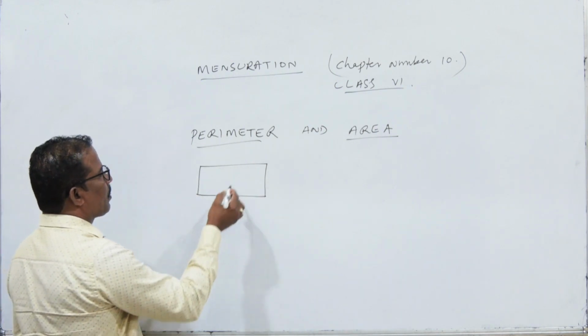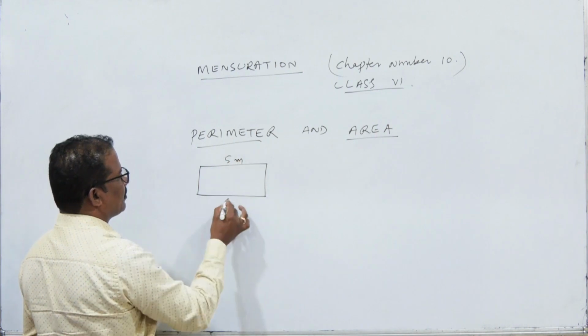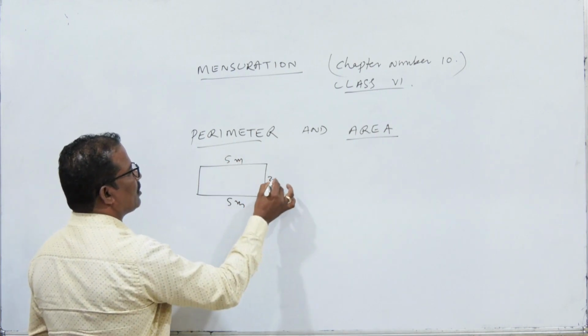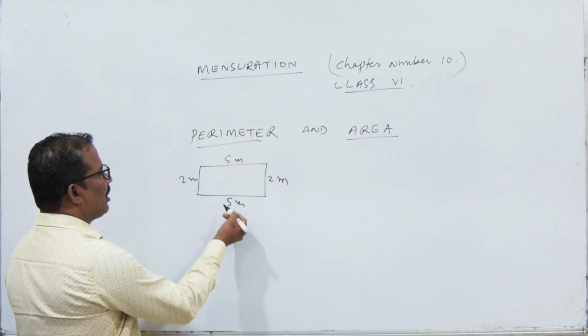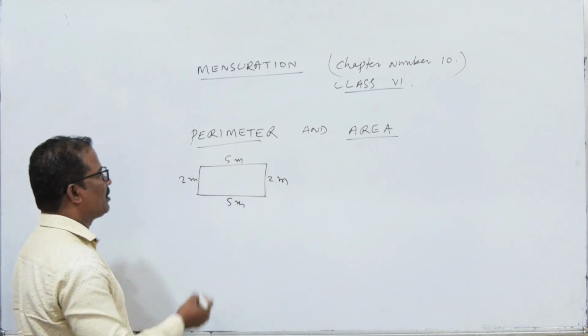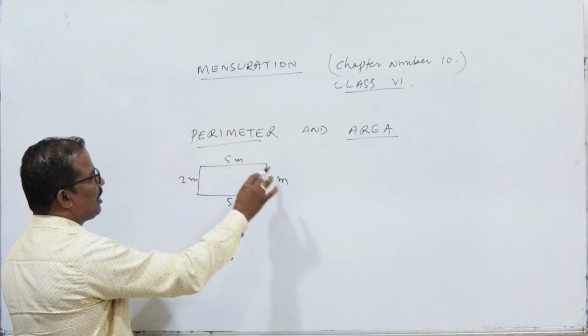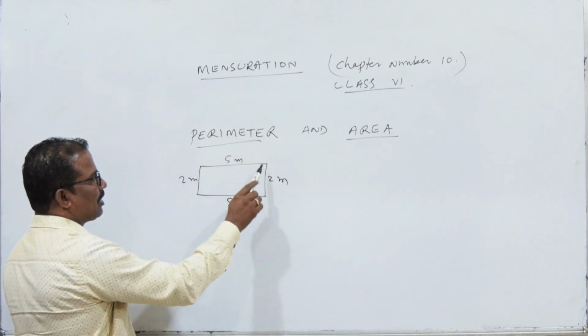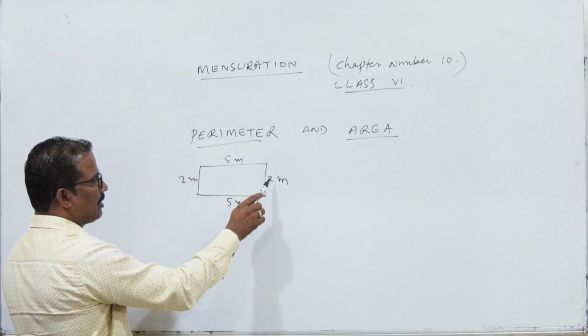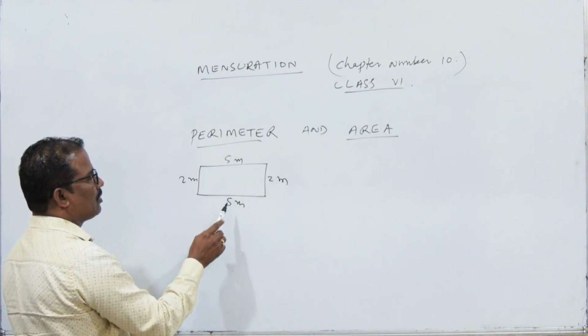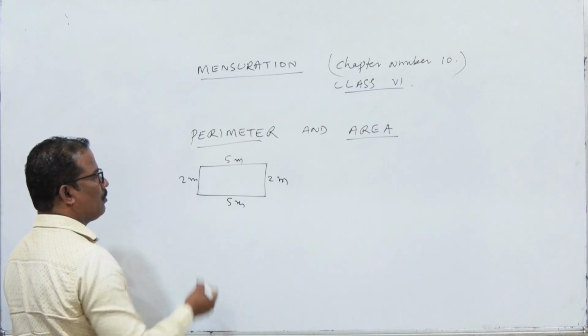Okay, suppose this rectangle has length 5 meter and breadth 2 meter. So perimeter means the total length of the boundary. That means this length 5, then 2, then 5, then 2. That is 5 plus 2, 7, 7 plus 5, 12, 12 plus 2, 14.